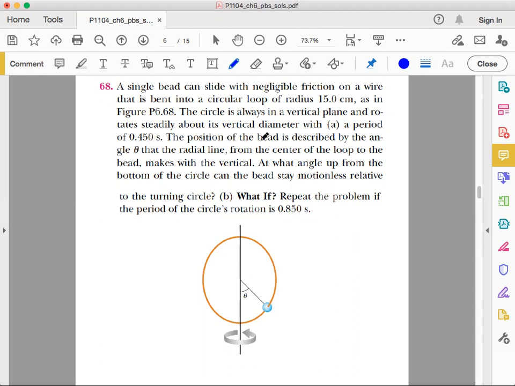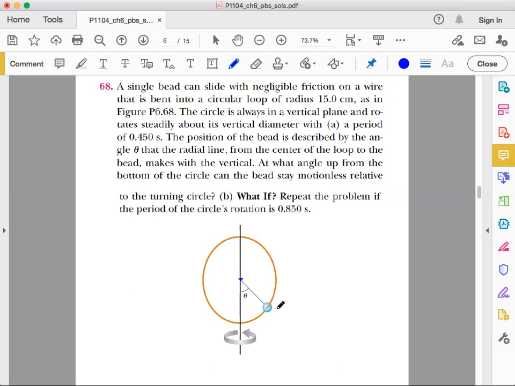Now, the position of the bead is described by the angle theta that the radial line, which is drawn from the center of the loop to the bead, makes with the vertical. So the position of the bead on this circular wire is described by this angle theta, which is nothing else than the angle between the vertical and the line from the center of the loop to the bead.